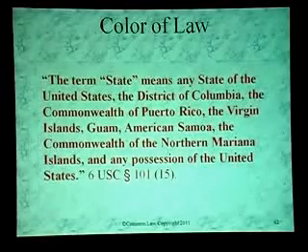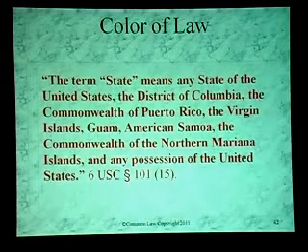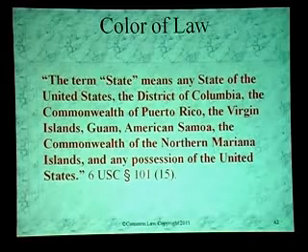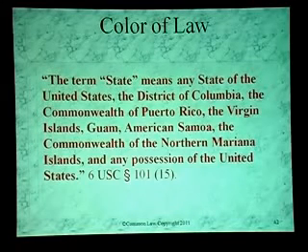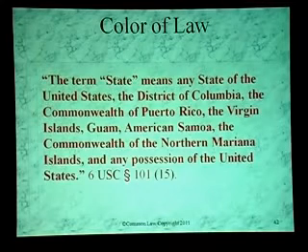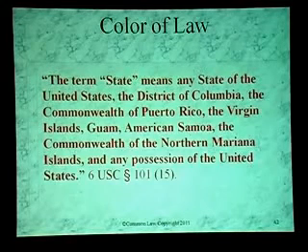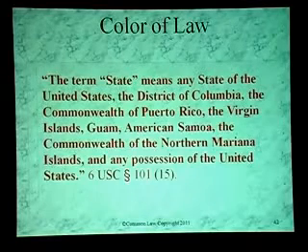The term state means any state of the United States, District of Columbia, Guam, American Samoa, Puerto Rico, Virgin Islands, Guam, American Samoa. Yeah, holy cow, how many times are they going to say that? Right. Commonwealth of Northern Mariana Islands, and any possession of the United States, right? Which means, Philippines, Japan.